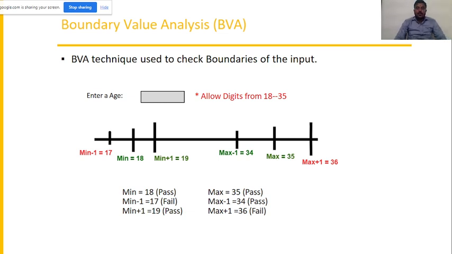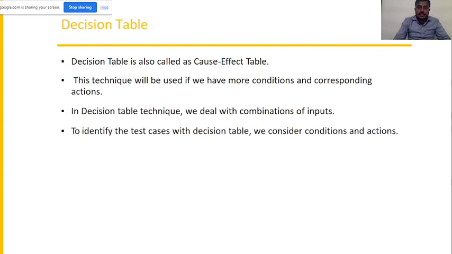Done, sir. Okay, fine. Next technique: decision table. Using this decision table based technique, how do we derive the test cases? Before knowing that, let us understand what this decision table technique is all about. A decision table is also called a cause effect table.